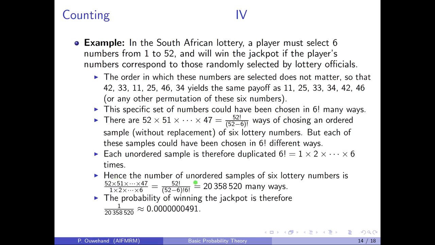Hence the number of unordered samples of 6 lottery numbers is 52 times 51 down to 47 divided by 1 times 2 up to 6, which is just 52 combination 6. And that's over 20 million many ways. The probability of winning the jackpot is therefore less than 1 in 20 million.